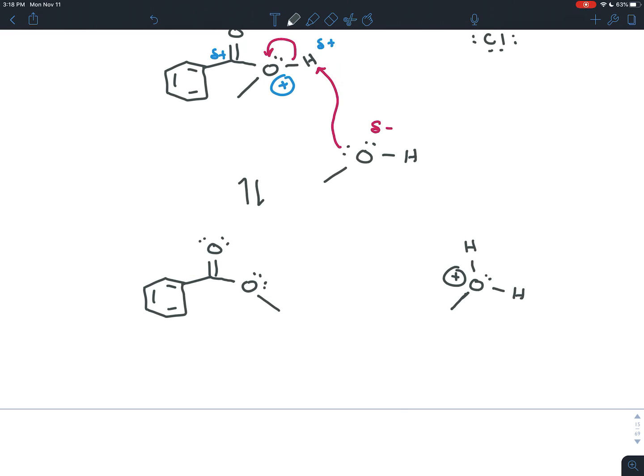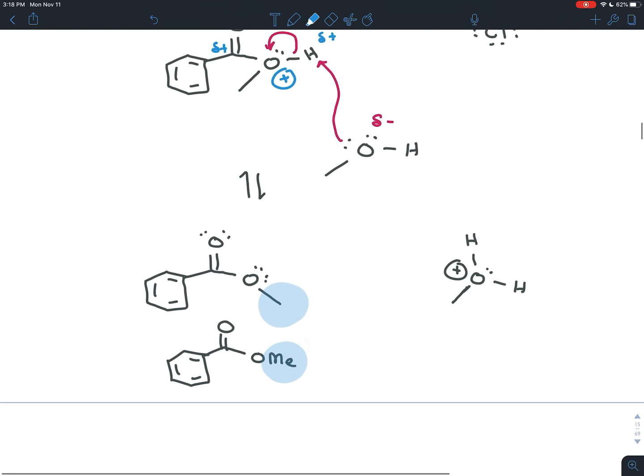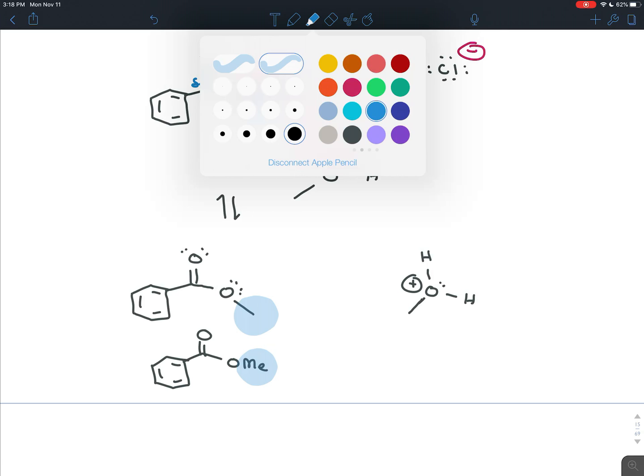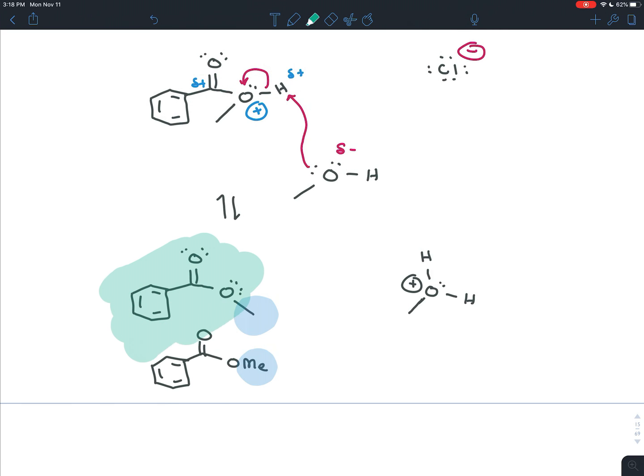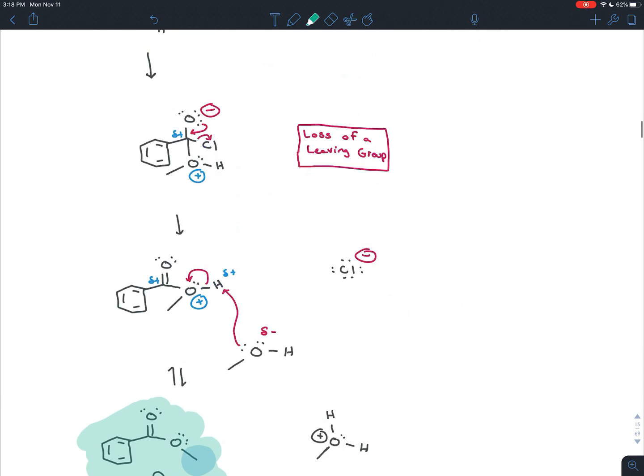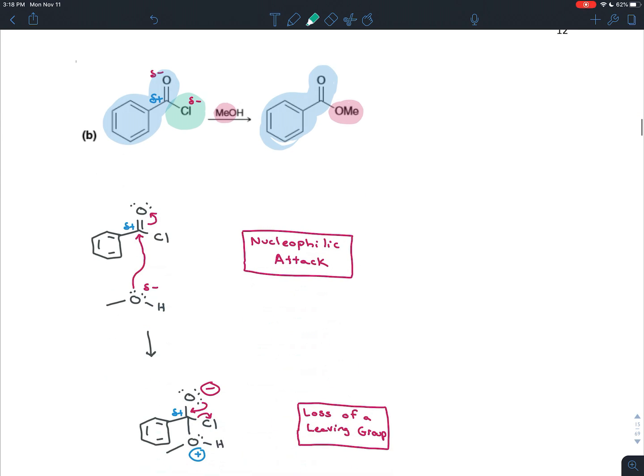And when we look back at the way they have it drawn above, it will look like this. But remember that Me is a methyl group, which is what we have right there. So that is our product. That is what we wanted to get. When you look at this here, that's what we have there.